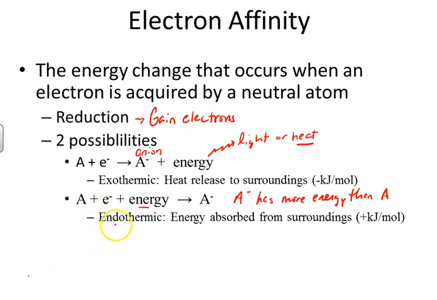So in this situation, heat is going to be absorbed from the surroundings. We call this endothermic, and in this case we have a positive number of kilojoules per mole of atoms or per mole of electrons, whichever way you'd like to look at it, meaning that the anion that forms after the electron has been added has more energy, so it's positive.